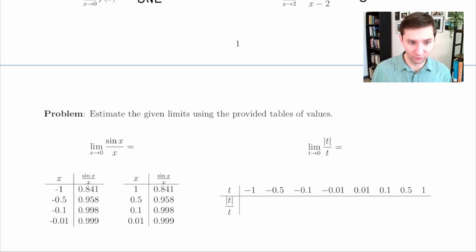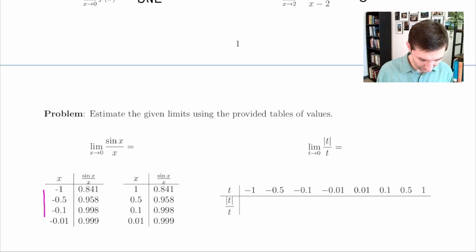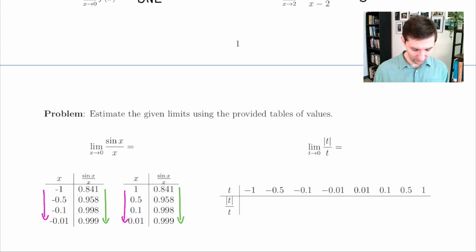I am given now two tables. The first table gives me the limit from the left. The second table gives me the limit from the right. As the inputs get closer to 0 from the left, the outputs get closer to 1. As the inputs get closer to 0 from the right, the outputs get closer to 1. So, no matter if I'm approaching 0 from the left or from the right, the outputs get closer and closer to 1, which means that the limit of this function as x approaches 0 is 1.